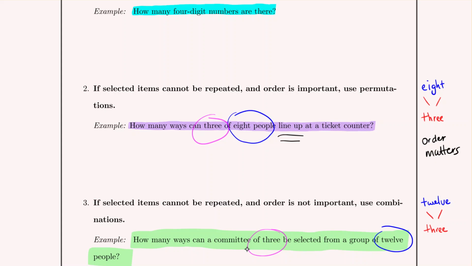Whereas in this next one, if we're just selecting a committee, we know all that matters is that we're on the committee. There's no implied order about this person was picked first for the committee, so they have some meaning. No, it's just if you're in the committee, you're in the committee. So here we would say order does not matter.